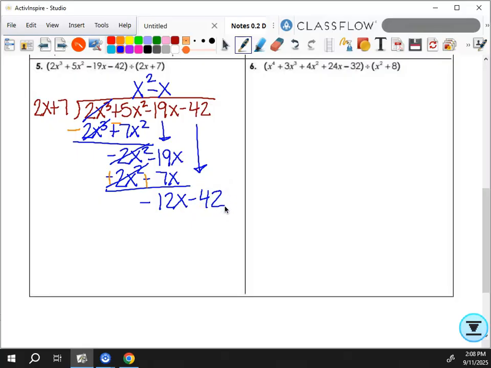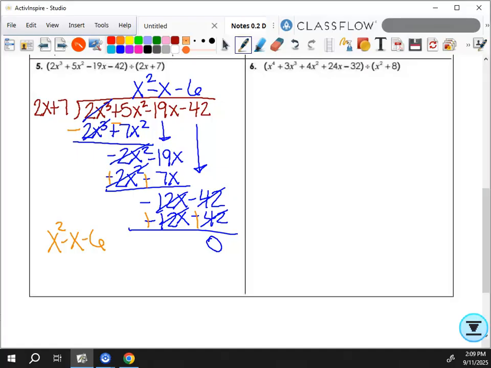Negative 12x divided by 2x, negative 6. So then this is negative 12x minus 42. Then I change the signs. Everything zeroes out. And I get x squared minus x minus 6. Okay. Okay, Priscilla, you're good.